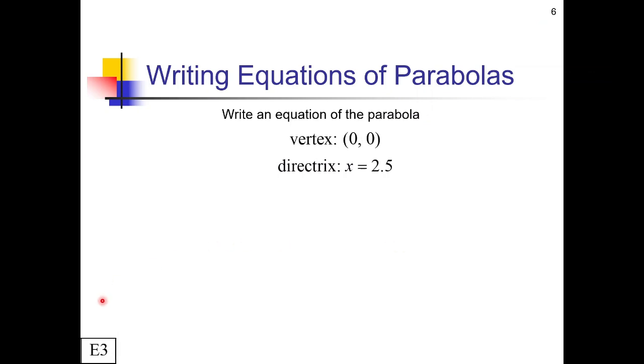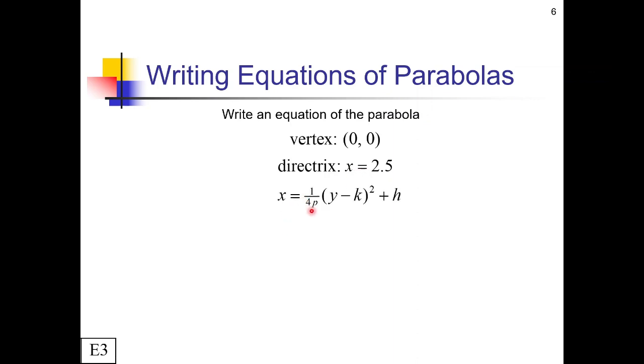Here's another example, example 3. This one they're giving us no graph at all, but they are giving us the vertex, 0, 0, and the directrix, x equals 2.5. Pause the video and see what you can do with this one. All right, did you pick out your formula first thing? Since our directrix is an x equals, that's telling us that we have the x equals formula.